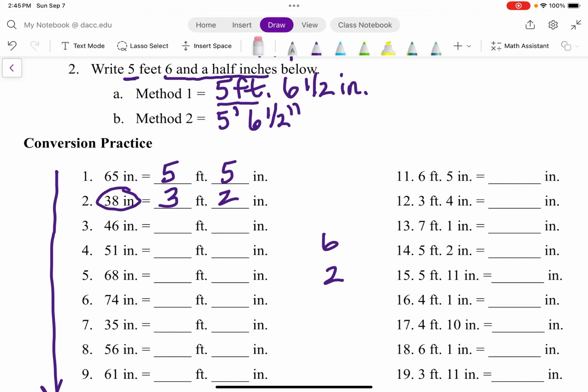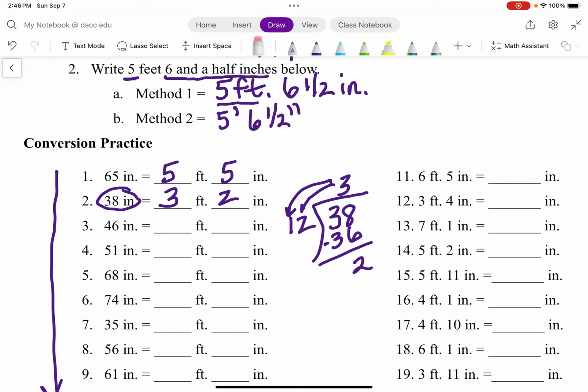But let's look at if we just did our simple division. So 38 total inches divided by how many inches in a foot? 12. Because remember, we have to divide inches by inches to give us feet. We know this goes in 3 times. 3 times 2 is 6. 3 times 1 is 3. Subtract, and then we have 2.